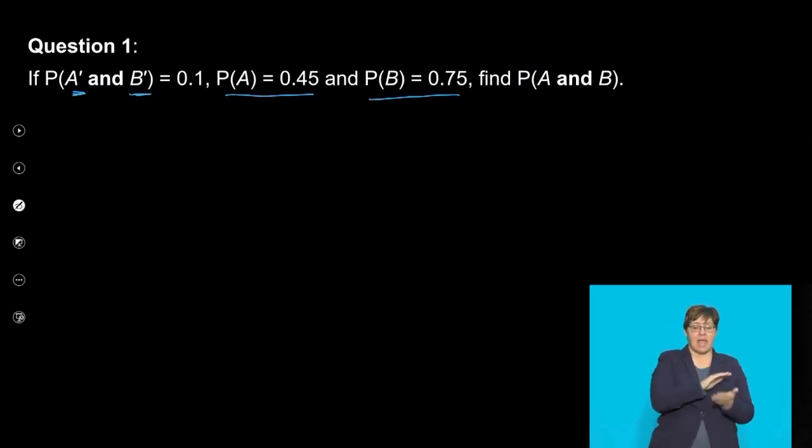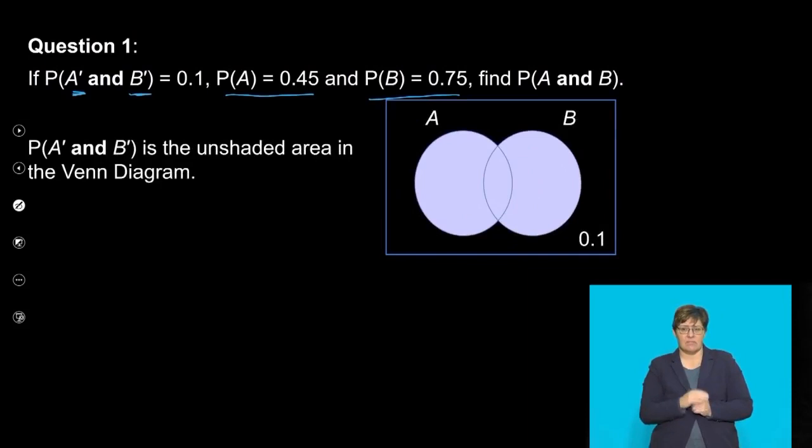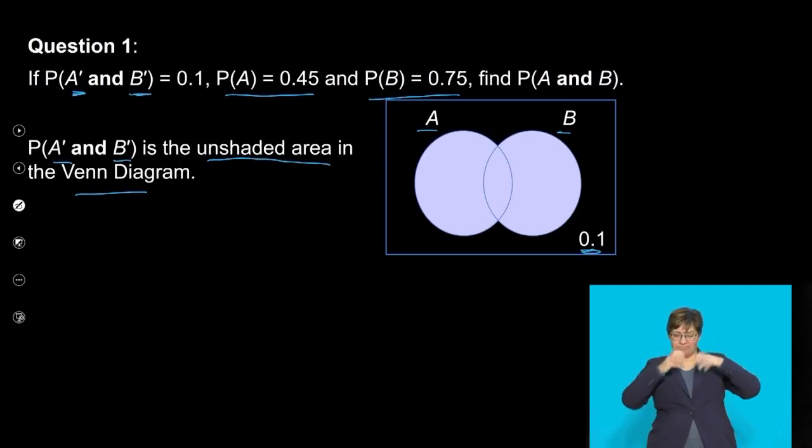So firstly, what does this mean? The probability of not A and not B is the unshaded region in the Venn diagram, because with event A and event B, it is the outside. That's meaning, which is 0.1. Are we all together? Makes sense? Okay.